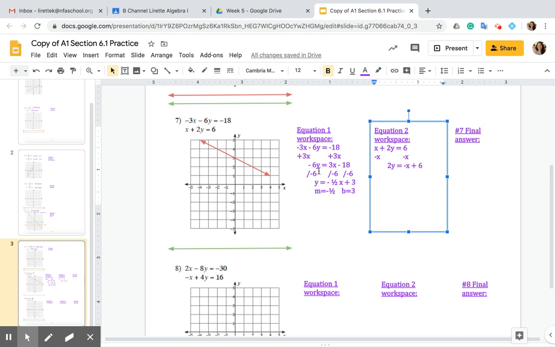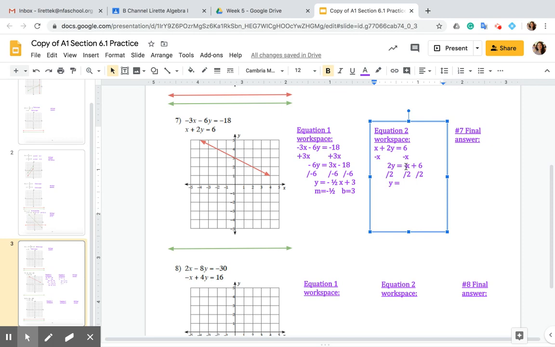Next step was to divide all 3 terms in my equation by whatever number is sitting in front of the y. I do the same thing here. I'm going to divide all terms by 2. Divide by 2, divide by 2, divide by 2. Okay, so y is now alone.